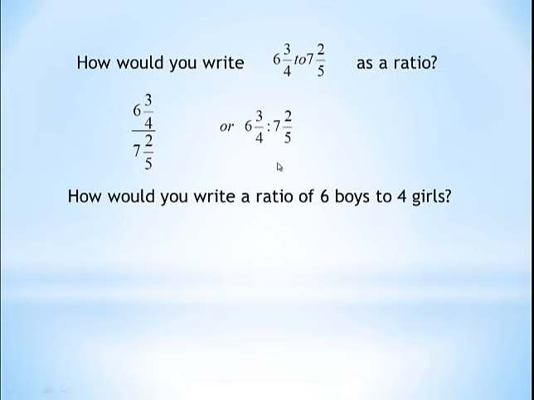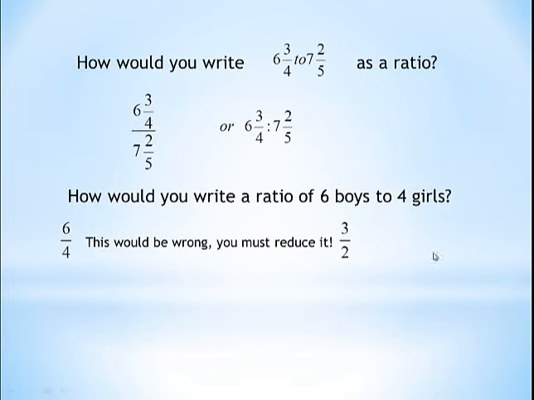How about if I wanted to write a ratio of 6 boys to 4 girls? Why don't you hit pause and try that? Okay. If I wanted to write a ratio of 6 boys to 4 girls, I would do 6 over 4. However, that would be incorrect. Can you tell me why? Because it needs to be reduced. Even though it's a comparison of two quantities, it can be reduced. So this would be reduced to 3 over 2.